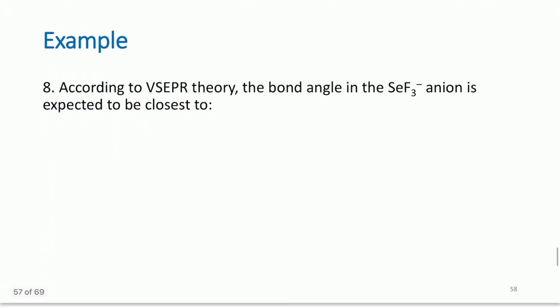Okay. According to VSEPR theory, the bond angle of the SeF3 anion is expected to be closest to what? Well, let's draw out this molecule. I don't know where I put my notes, so we're going to do this the long way.